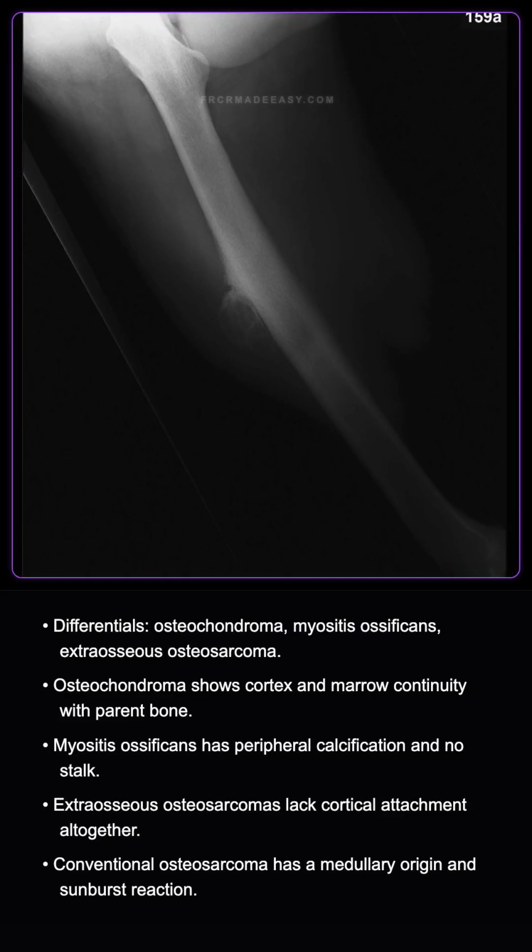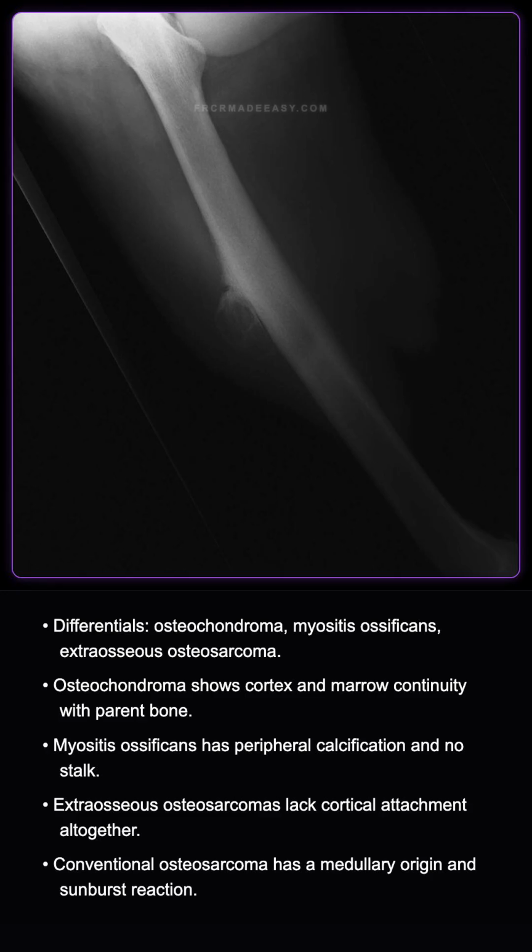Myositis ossificans demonstrates a peripheral pattern of calcification with a lucent center and is usually separated from the cortex, lacking a tumor stalk. Extraosseous osteosarcomas are entirely soft tissue lesions that do not attach to the cortex. Conventional osteosarcoma is easily distinguished by its medullary origin and aggressive sunburst periosteal reaction.